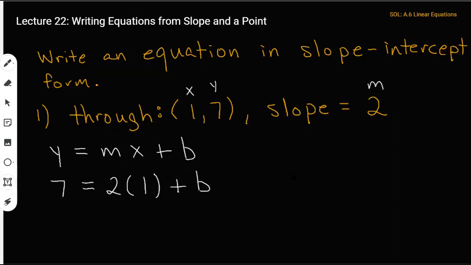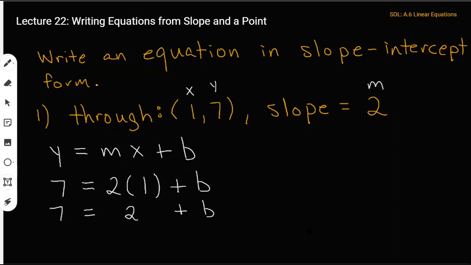So now there's a couple things I can do to get b by itself. What's the first thing I'm going to do with these numbers? I'm going to multiply them together. 2 times 1 is going to give me what? 2. Yep. And then I'm going to bring down everything else, like the plus b on this side and the 7 on this side.